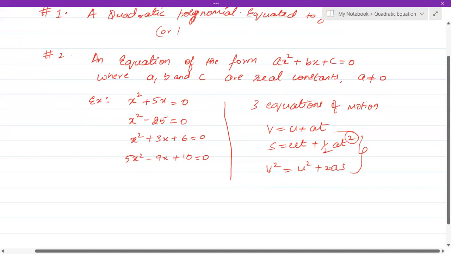Okay. So both, the highest power of the variables itself is 2. Therefore, this is a quadratic equation. Here also you can find the value of initial velocity or final velocity. All these are quadratic equations, isn't it?